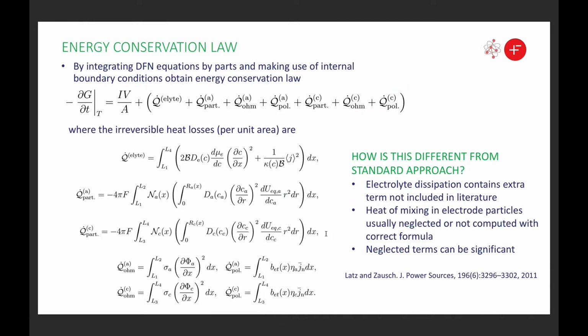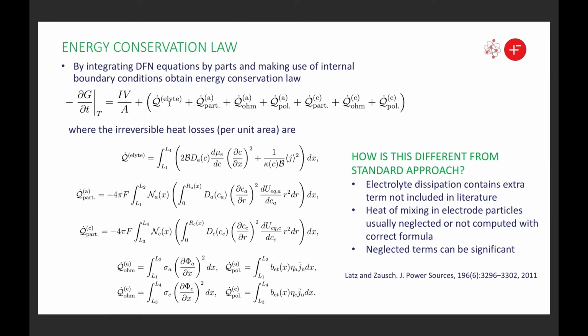So it turns out that if you go back to the Doyle-Fuller-Newman equations and you do lots of integrating by parts and make use of the internal boundary conditions, you can demonstrate that this energy conservation law is a consequence of the Doyle-Fuller-Newman model. So here you see on the left hand side, this is minus the rate of change of the Gibbs free energy of the cell, which is equal to the power output of the cell plus a load of energy loss terms, irreversible energy loss terms, which are associated with irreversible heating.